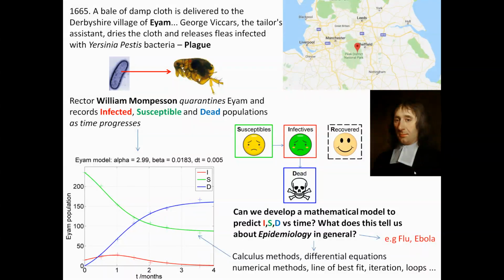Now, in 1665, the plague devastated the Derbyshire village of Eyam. The rector, William Mompesson, kept accurate parish records of those infected, susceptible, and those that had died. Plot and model these ISD curves with time, and you have the basis of the science of epidemiology. This is the largest chapter of Science by Simulation, and we apply the Eyam equations to Ebola and indeed, in a certain restricted way, to COVID-19.